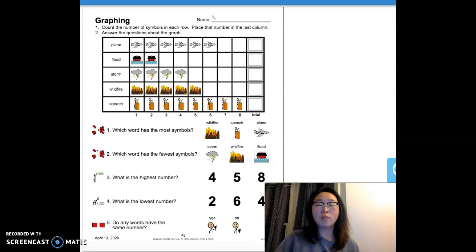Okay, so this is the graphing page. There are two different graphing pages. If your graphing worksheet does not look like this, then refer to the other video. So for graphing today, we're going to look at the instructions at the top.